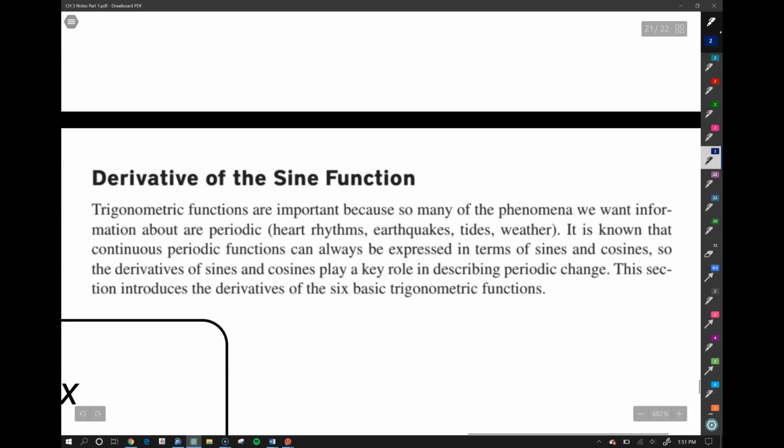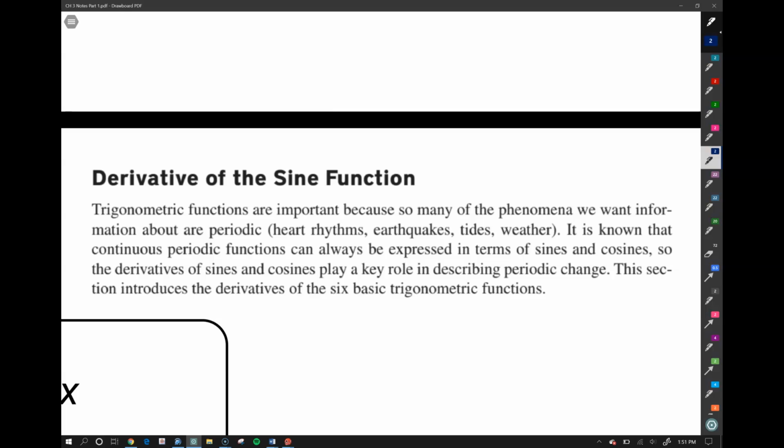Trig functions are important because so many of the phenomena we want information for are periodic. Heart rhythms, earthquakes, tides, weather, literally the signal on your phone. When you call your mom to say, come get you early, how does she know what you're saying? Your voice is translated into sound waves, which hit the receiver, which is converted into electrical impulses, which have the form of a wave function, which is trig, which is sine functions. There you go, literally every day. This is why we're going over it.